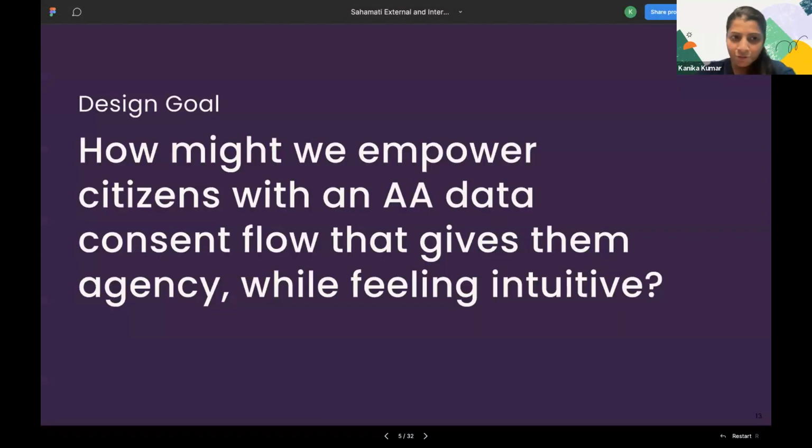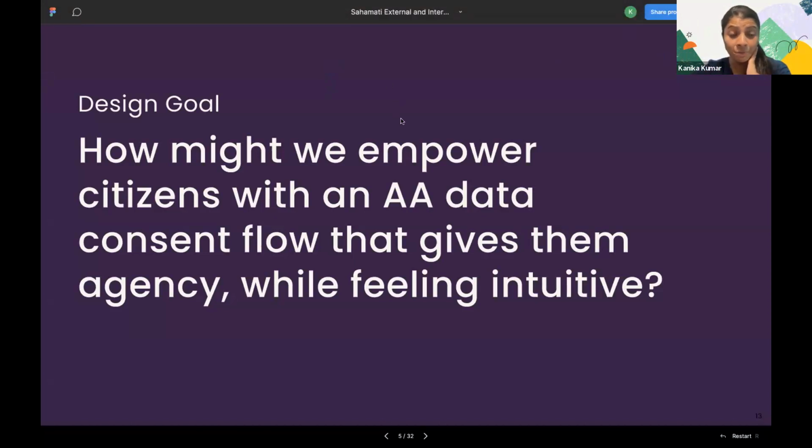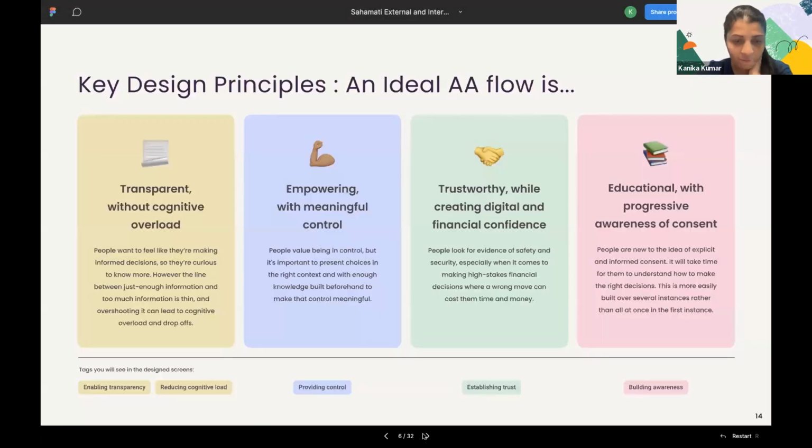So now, just having grounded you in that, where we really landed was, how might we empower citizens with an account aggregator data consent flow that provides agency and at the same time is intuitive? And the reason we added this last element around being intuitive is because we heard while we were building this from a lot of product managers that their goal was to create seamlessness and reduce friction as far as possible, to reduce drop-offs. And so the recommendations are a way for us to try and give you ideas or inspiration to balance both agency and seamlessness alongside each other.